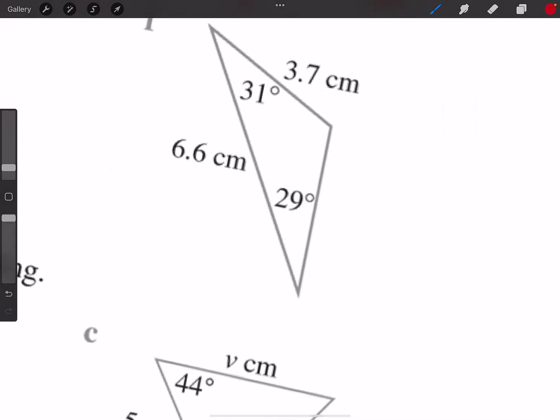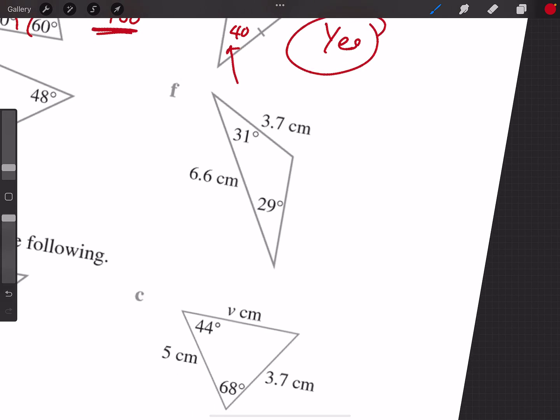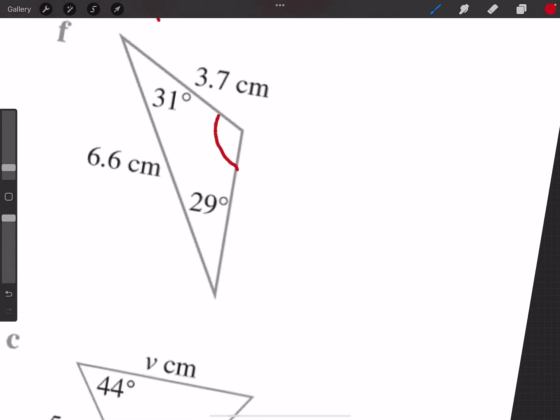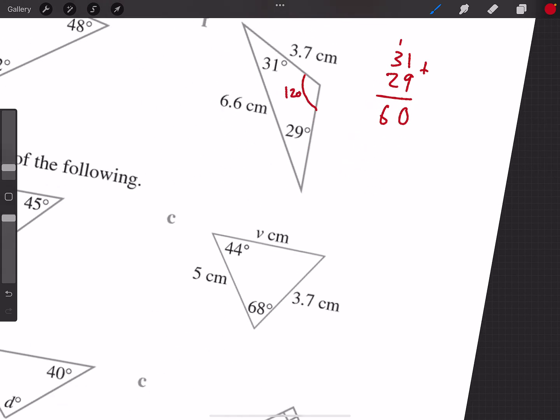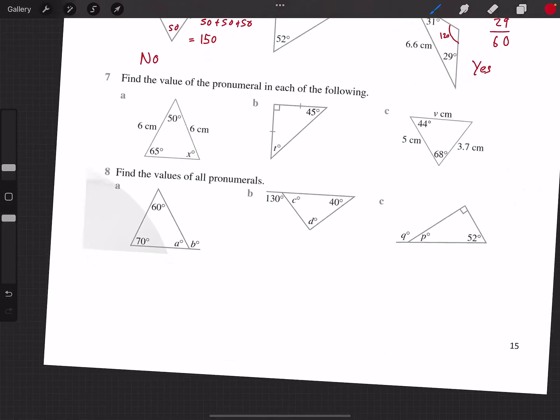Now for this one, let's see. I'm going to see if I can find out this angle here. So you got 31 plus 29. Okay, that means this will be 120. Yeah, it can work. Yes, you can. Doesn't matter the length as much as the angle there.